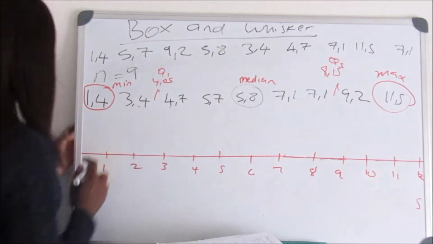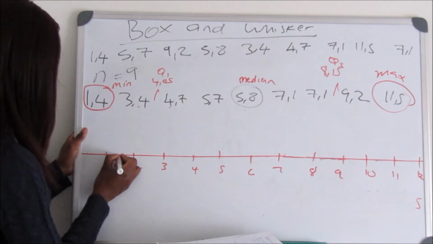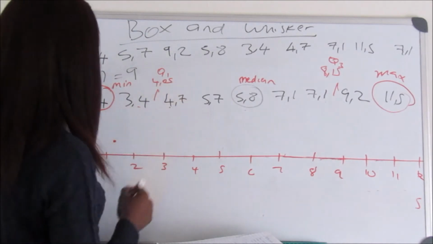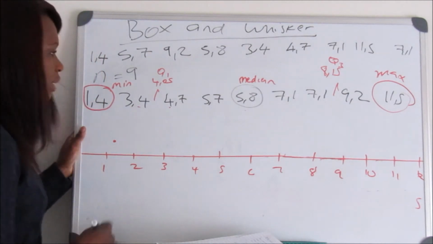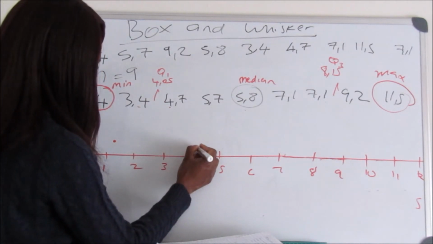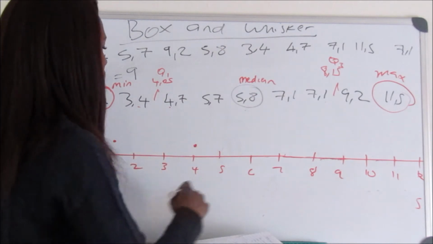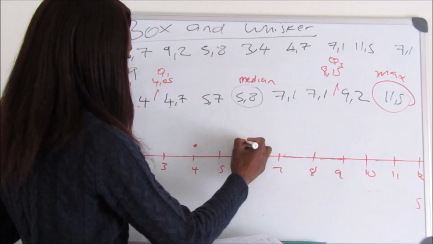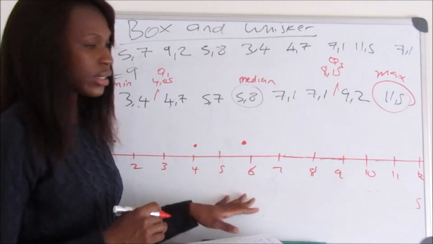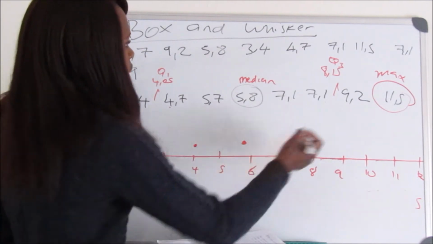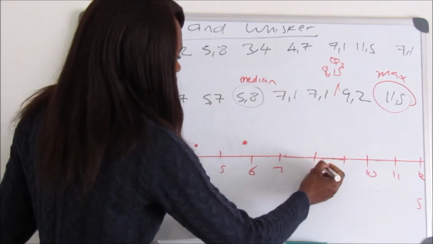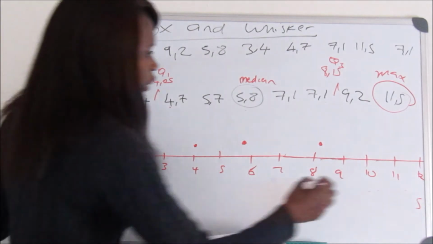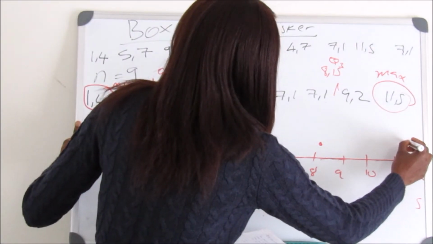Alright, the first number, which is our minimum value, is about 1,4, which is about there. And the next number, which is our lower quartile, is 4,05, which is around there. This is our lower quartile. And our median is 5,8, which is somewhere there. This is just a rough sketch, guys, because this is not drawn to scale, remember. And then our upper quartile is 8,15, it will be somewhere there. And our maximum value will be 11,5, which is somewhere there.